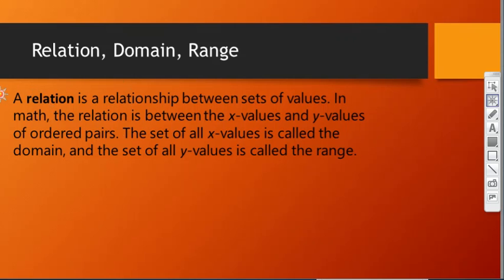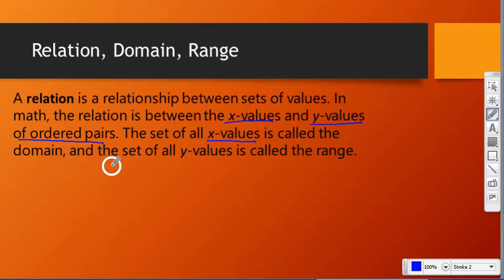Okay, so I want you to write down this paragraph in your notes. It says a relation is a relationship between sets of values. In math, the relation is between the x values and the y values of ordered pairs. Okay, so that's an important thing. The relation is between the x values and y values of ordered pairs. The set of all x values is called the domain, and the set of all y values is called the range. So if you need to take a minute to write this definition down, pause your video, and then push play when you're ready to move forward.